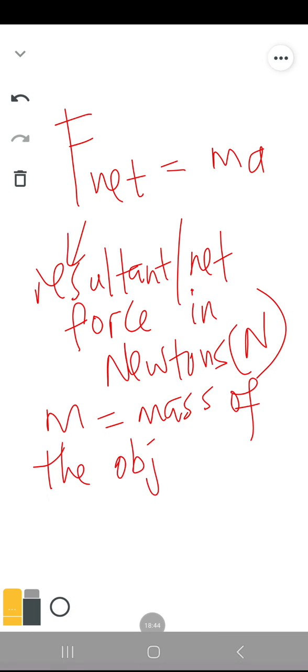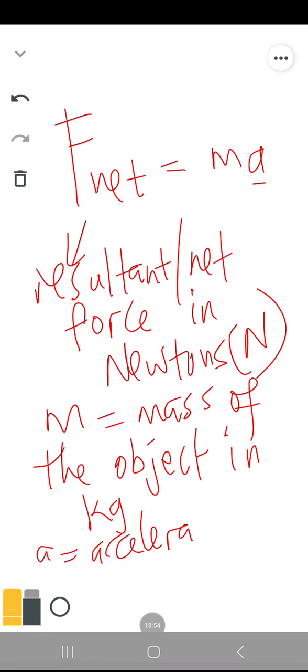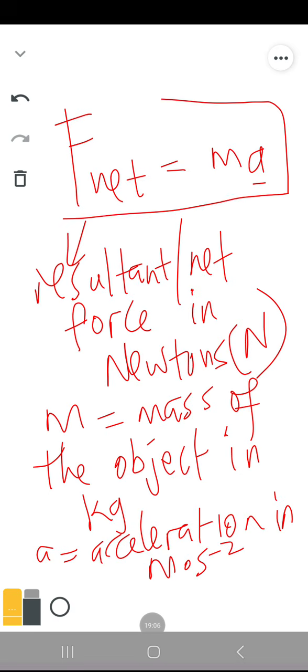Remember, the mass is measured in kg. Then A is acceleration. You must know the SI unit of acceleration: it's meters per second squared. That's what you need to know to apply this formula. It's very important, so I'm going to explain more about it. Remember, F net is equal to mass times acceleration.